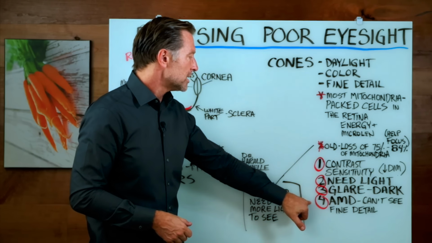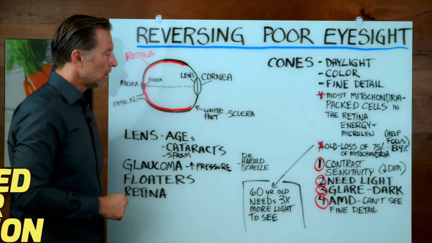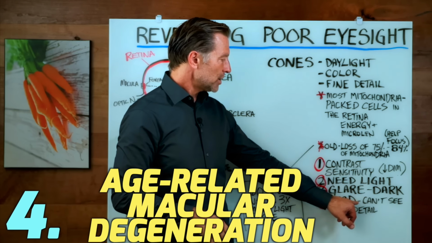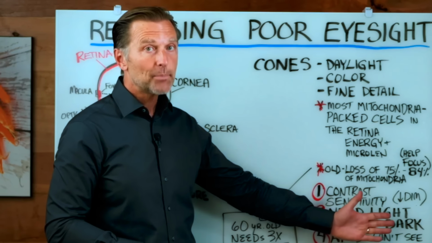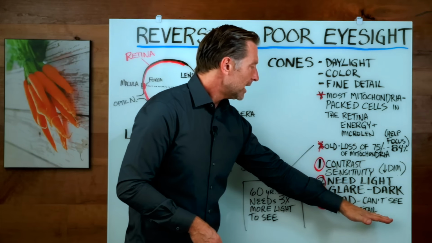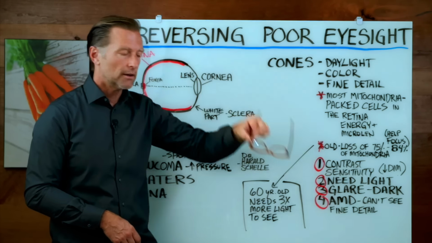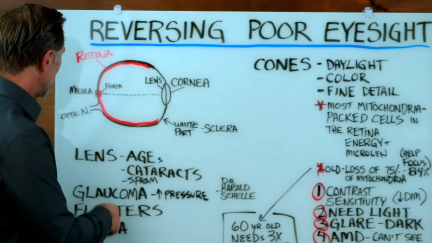And then number four is when you start having more problems with the macula. They call that age-related macular degeneration. And what's happening is you're losing more mitochondria in this area right here. And now you really can't see fine detail, so you need these right here. There's other problems with the eye as well.